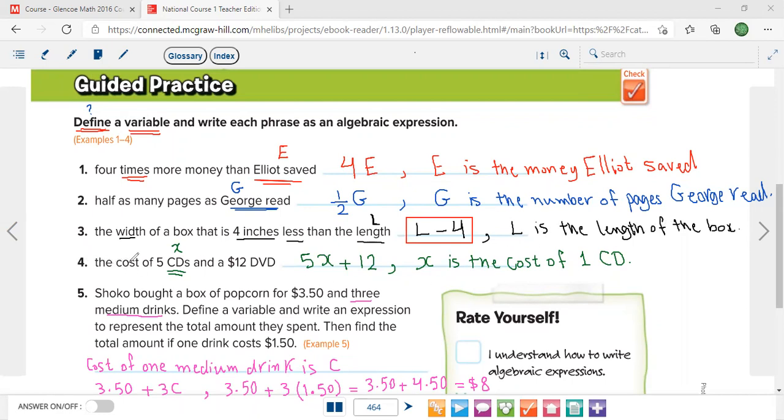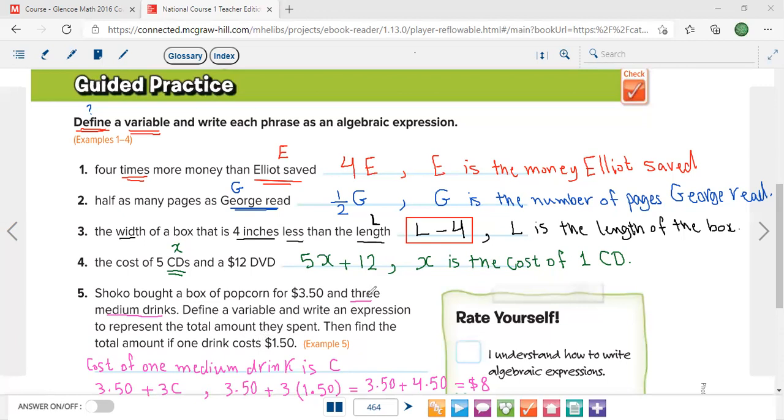Problem 4, the cost of 5 CDs and a $12 DVD. We don't know the price of one CD, so let's say one CD is X, and this will be 5X plus 12, such that X is the cost of one CD. Now, problem 5. Shoko bought a box of popcorn for $3.50 and 3 medium drinks. Define a variable and write an expression to represent the total amount they spent. Then find the total amount if one drink costs $1.50.